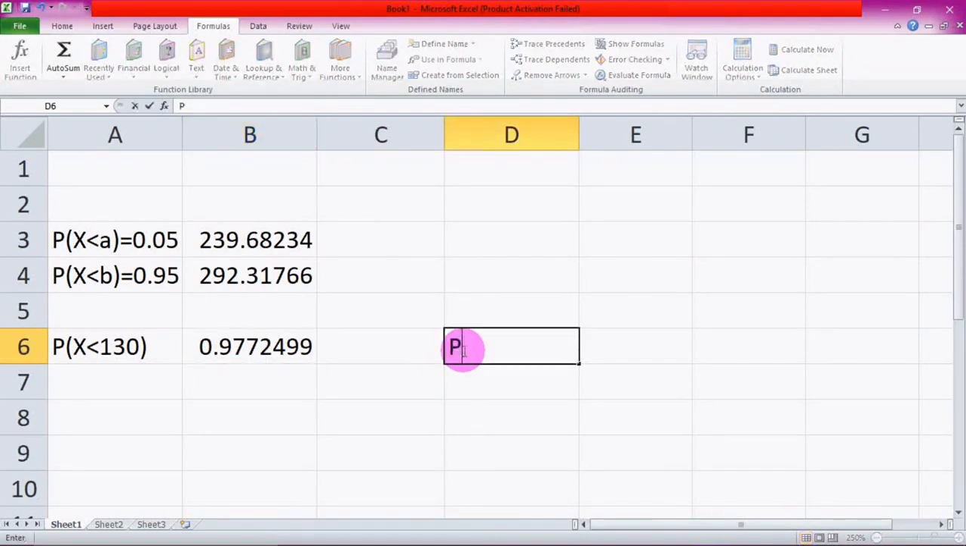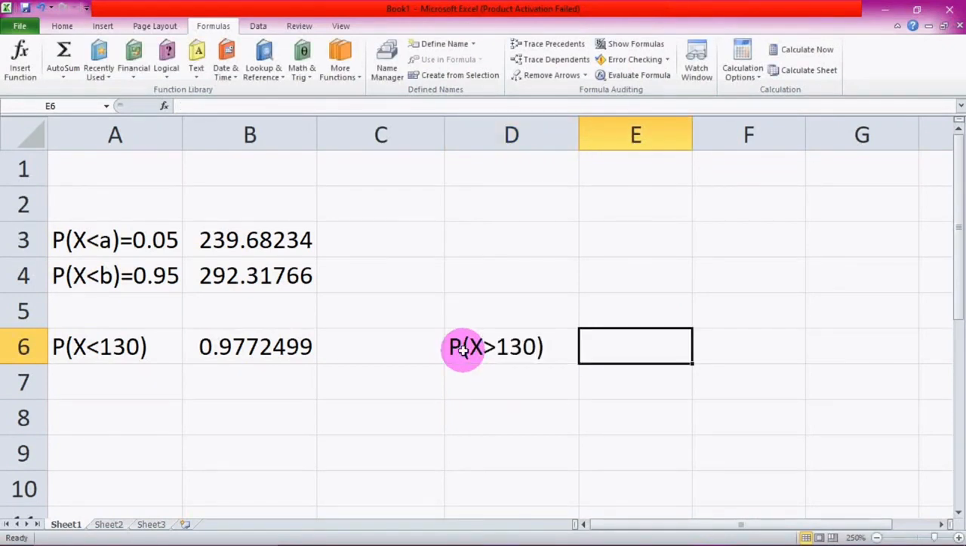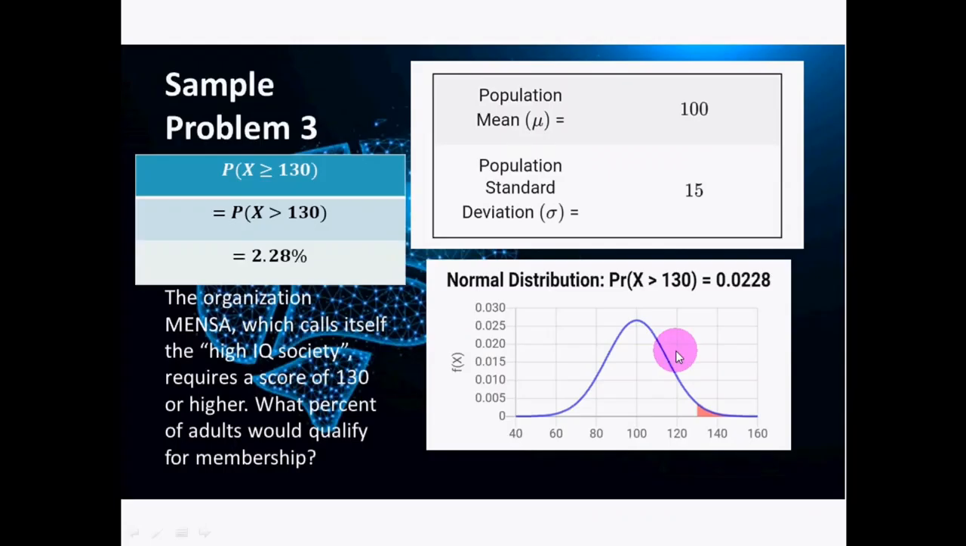So the probability that x is greater than 130 is equal to 1 minus the area to the left. So we get 0.02275. If we round it off to 4 decimal digits, we get the probability 0.0228. Or if we convert that to percentage, we have 2.28%. So since the question here is what percent of adults would qualify for membership, the answer is only 2.28% of the adults would qualify for membership to this organization called Mensa, which calls itself the High IQ Society.